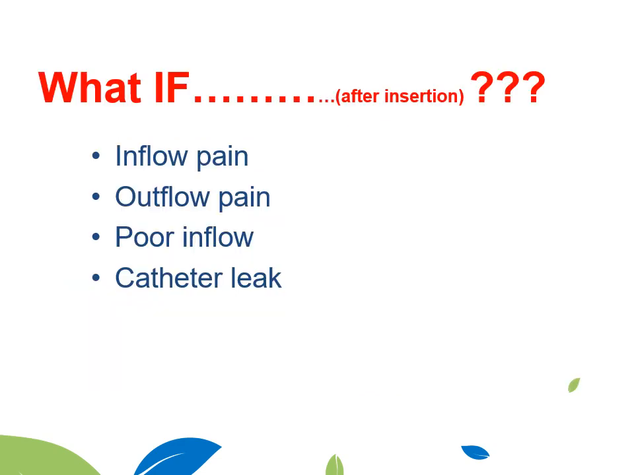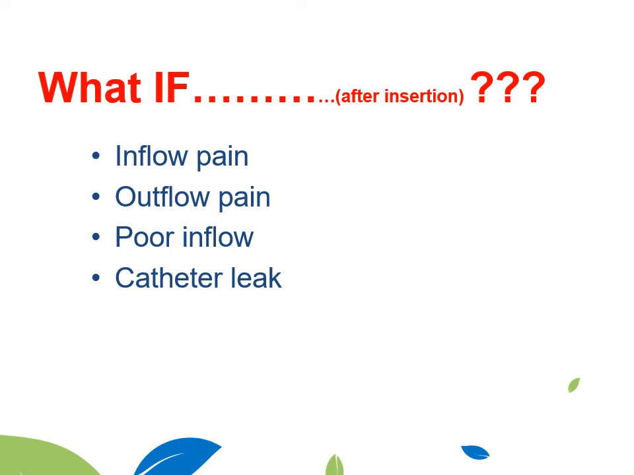After insertion, what if the patient has a lot of inflow pain, mostly because of the jetting effect of the peritoneal fluid while it comes in? What if the patient has outflow pain because of more dryness of the peritoneal cavity, and the tip of the catheter hits the Douglas pouch and the bottom of the patient, and the patient feels pain?